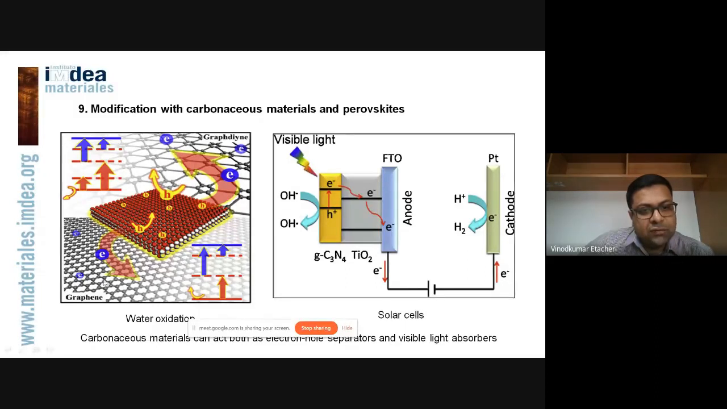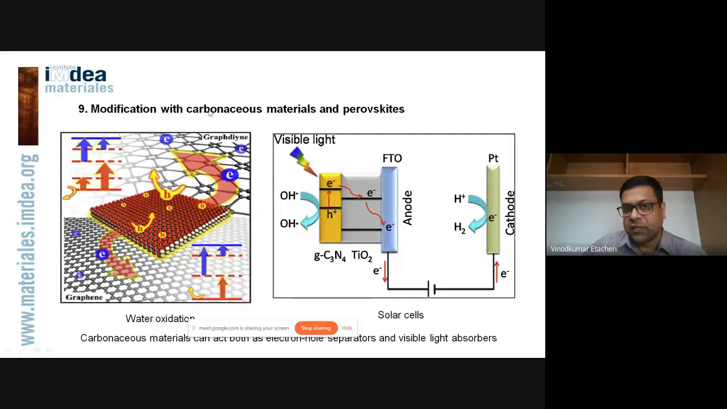In this slide you can see a TiO2 layer combined with graphene. The advantage here is that graphene is a high electronic conductor. As soon as the electrons are formed on TiO2, the electrons are transferred to graphene, which is good for water oxidation. And in this case, you can see carbon nitride. The carbon nitride can absorb visible light and then transfer that energy to TiO2. So C3N4 can generate electrons. That electron can be transferred to TiO2, and from TiO2 to the external circuit for solar cells.